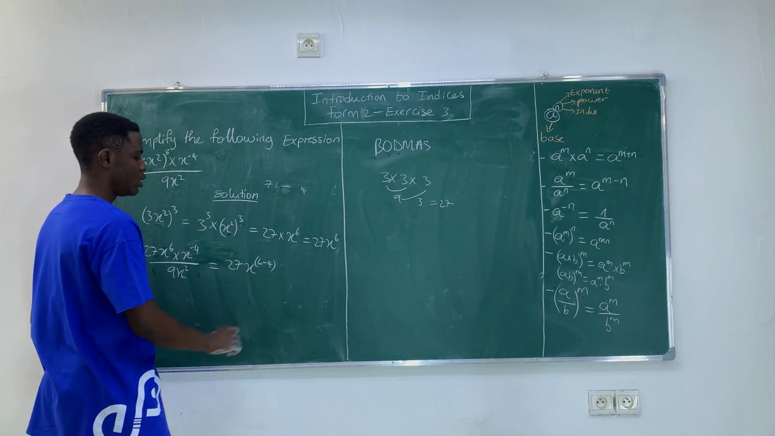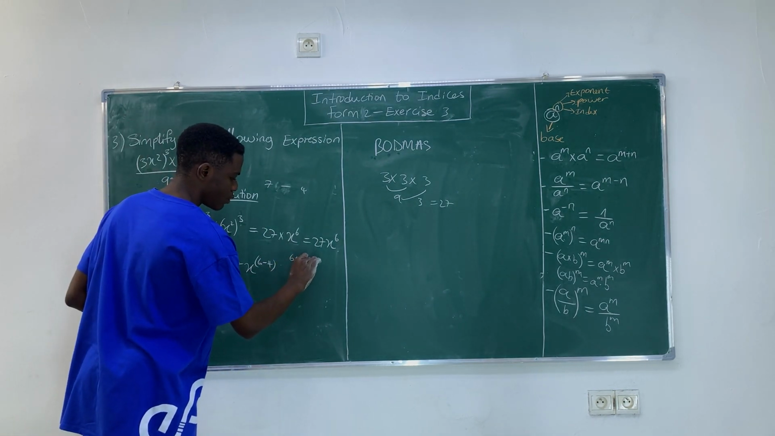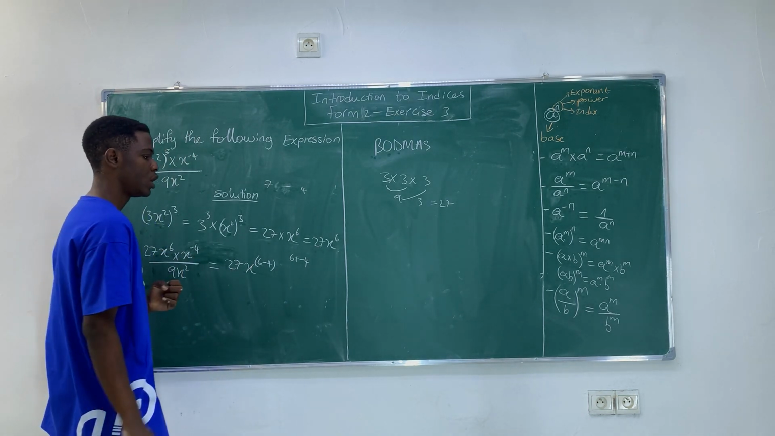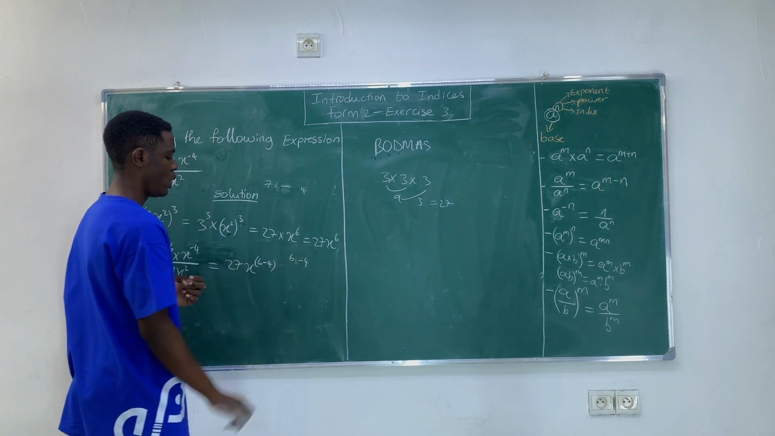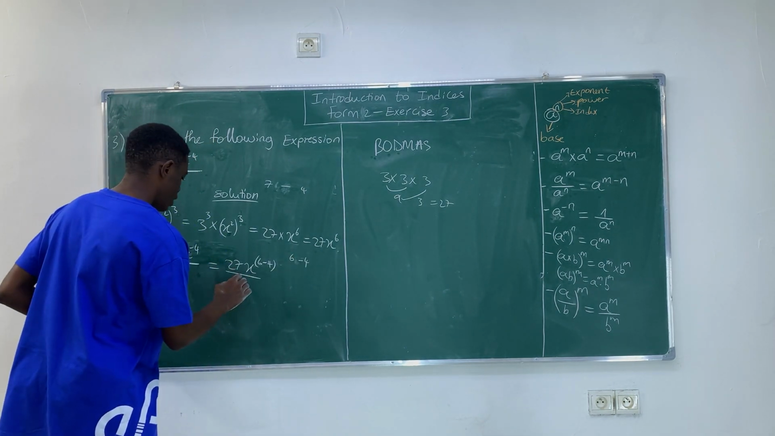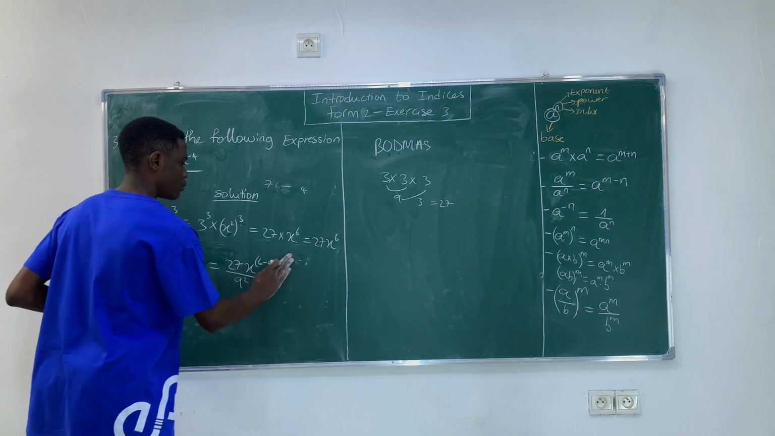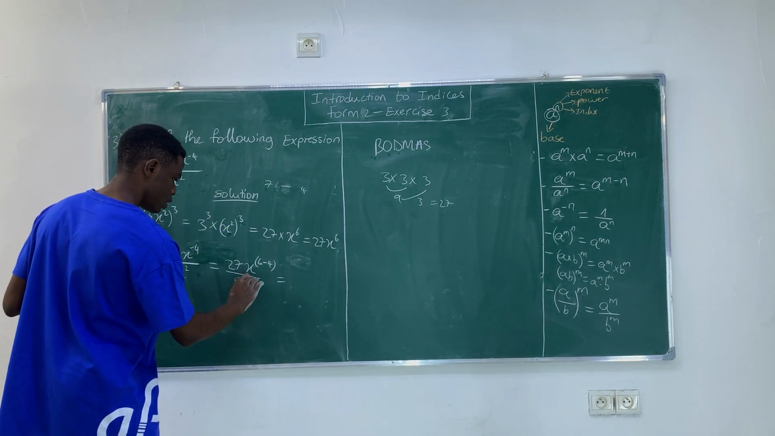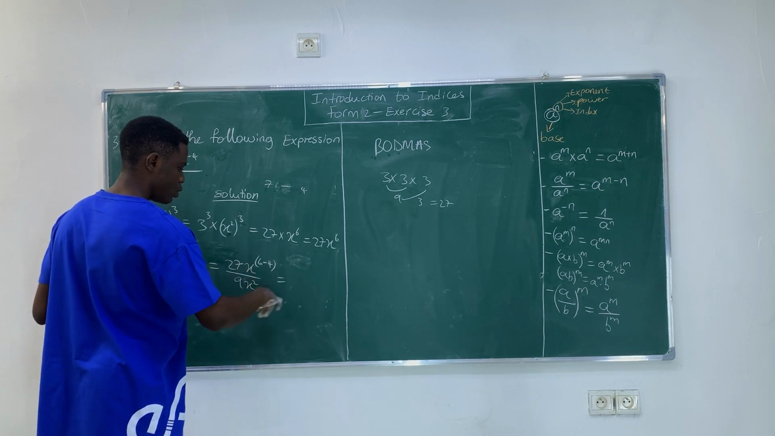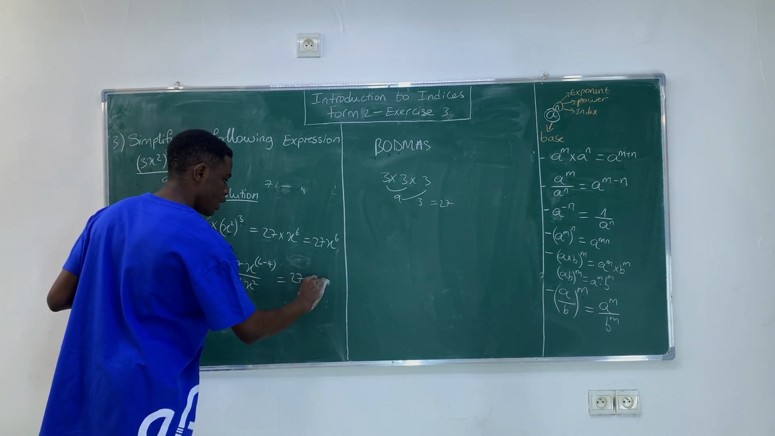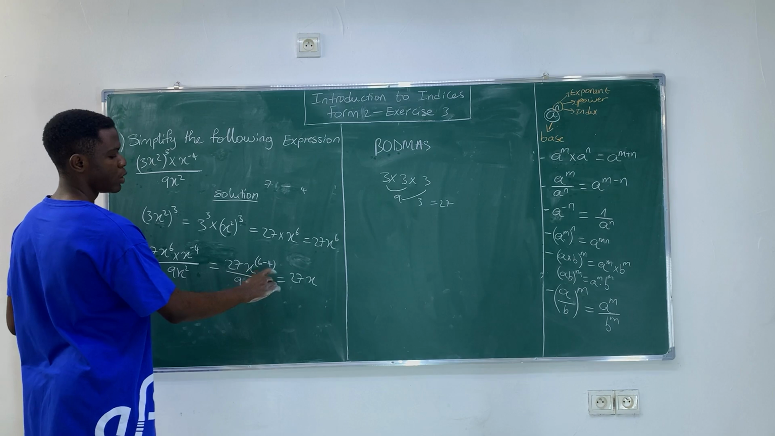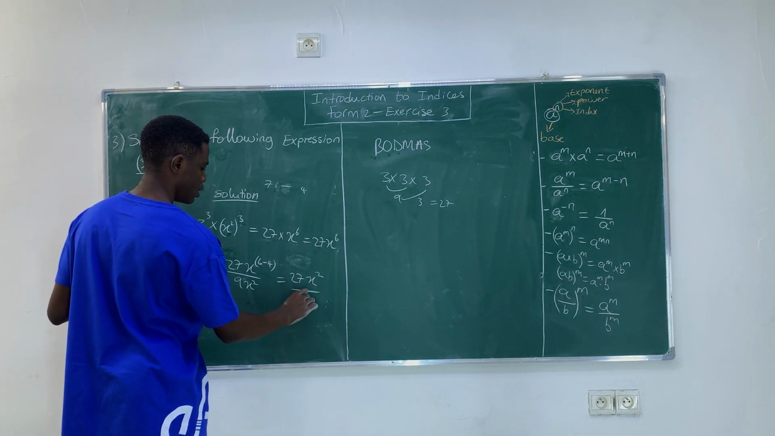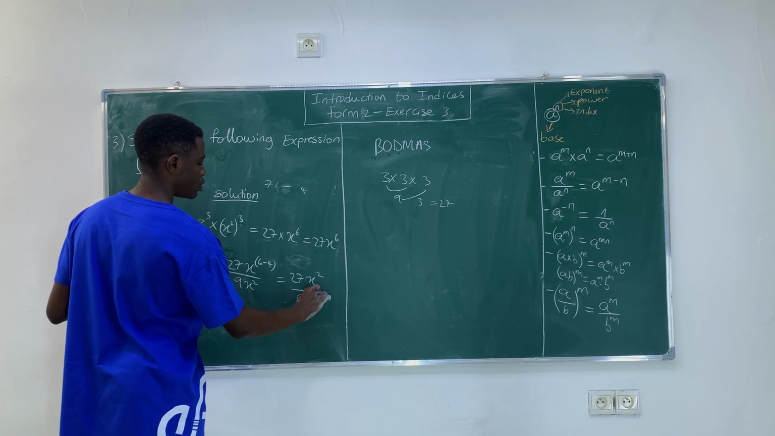Just like we did here. It was going to be 6 plus minus 4. So you can represent it immediately as 6 minus 4 over 9x squared. So what is this going to be? We have 27x to the power 6 minus 4, which is 2, divided by 9x to the power 2.